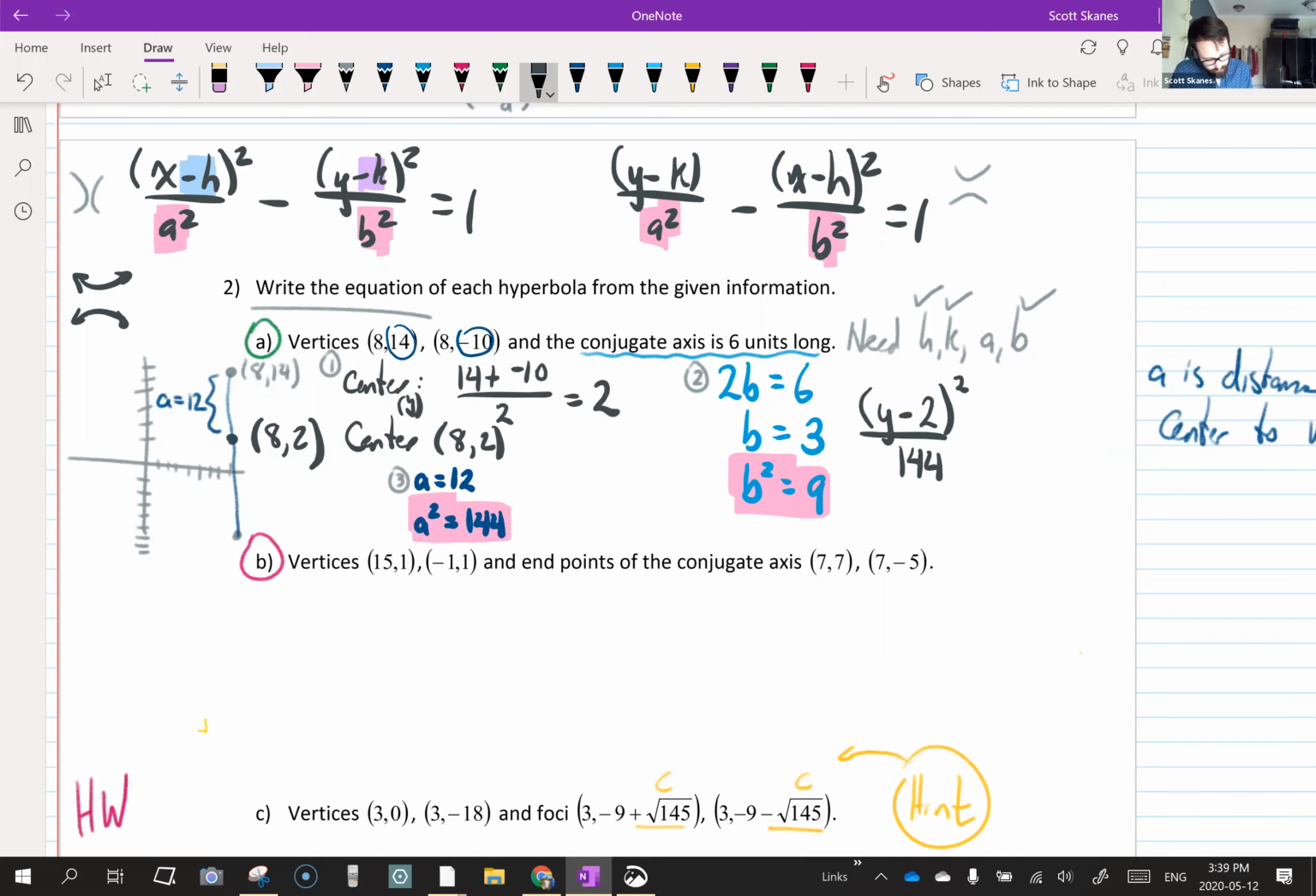144. I'll color code this in a second. x minus h, so that h is 8. 9 equals 1. Okay, let me color code this so you know where everything came from. y minus 2, this is my final answer, by the way. The 2 was the y value of the center.